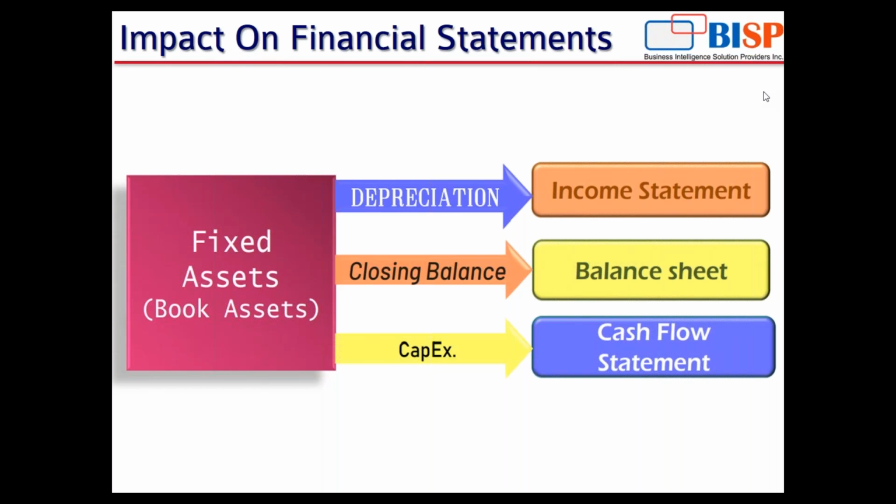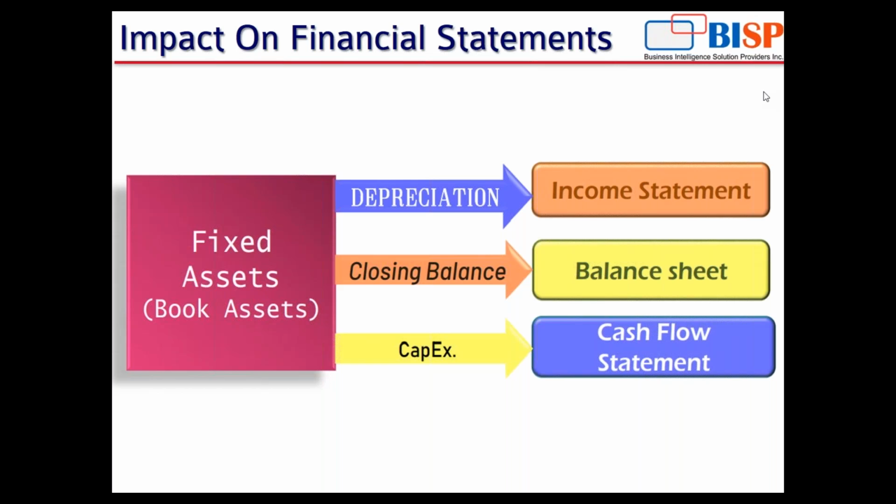Now, since we have seen what is the life cycle of the asset, all the transactions that have happened in the whole life cycle of the asset have an impact on the financial statement. In the last part, we have seen the transactions that may happen with the fixed assets, and this is how these transactions are going to impact the financial statement. Starting from the acquisition, I'm just taking an overview.